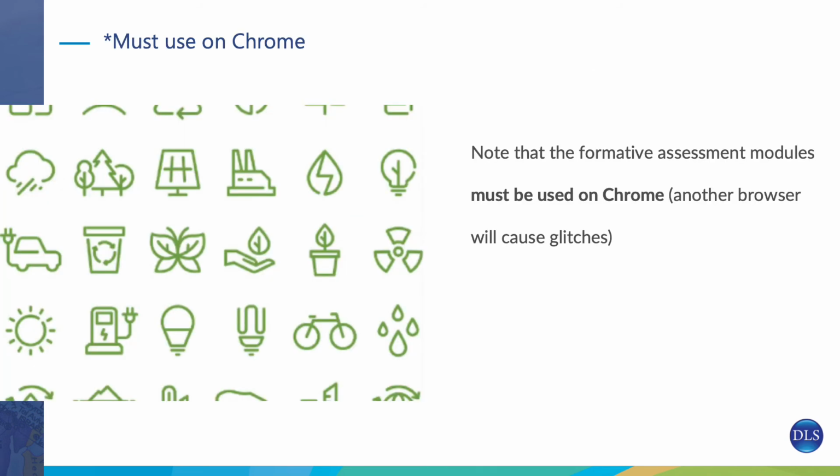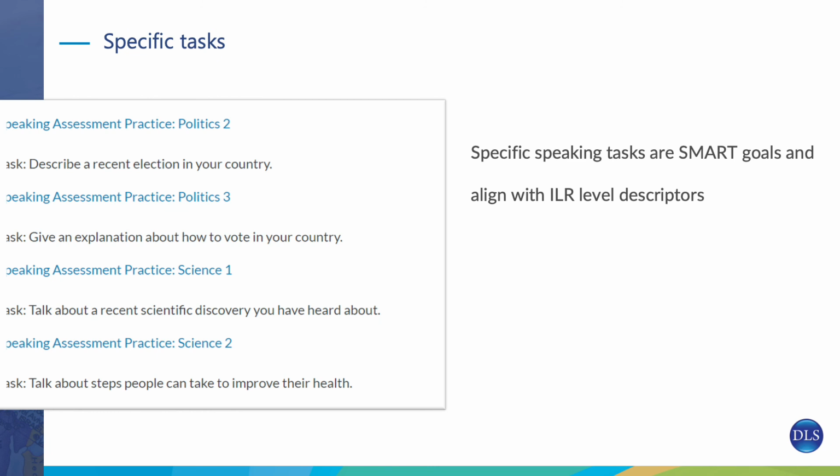And just a quick note that the formative assessment modules must be used on Google Chrome. They use VoiceThread, and if it's not used on Chrome, then another browser will cause glitches. So just make sure you're on Chrome when you click to do a formative assessment module. So that gives you an idea of what the formative assessment modules look like.